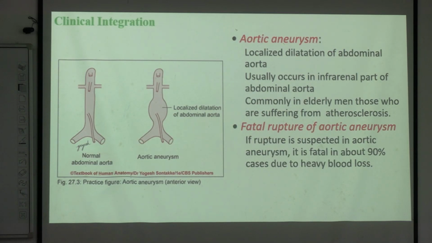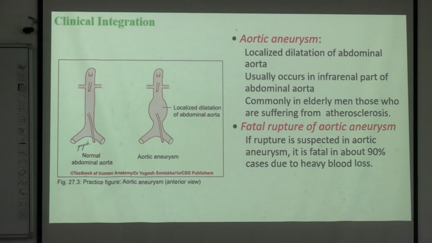Now, critical integration, aortic aneurysm. See the normal abdominal aorta. This is localized dilatation of the abdominal aorta, aortic aneurysm. Localized dilatation of the abdominal aorta usually occurs in the infrarenal part. Here, infrarenal. The kidney is here. It is infrarenal. Commonly in elderly men who are suffering from arteriosclerosis.